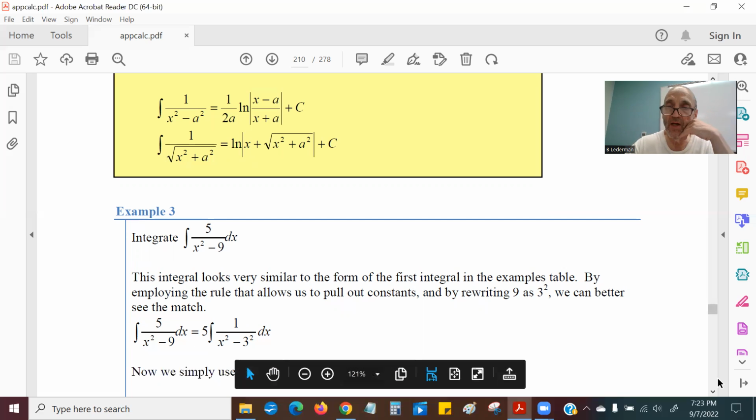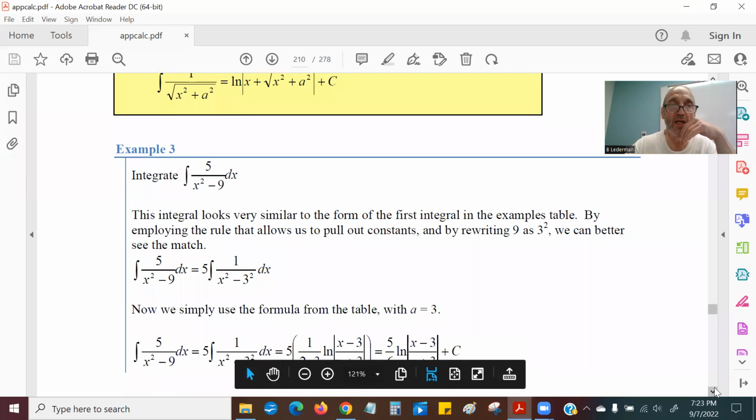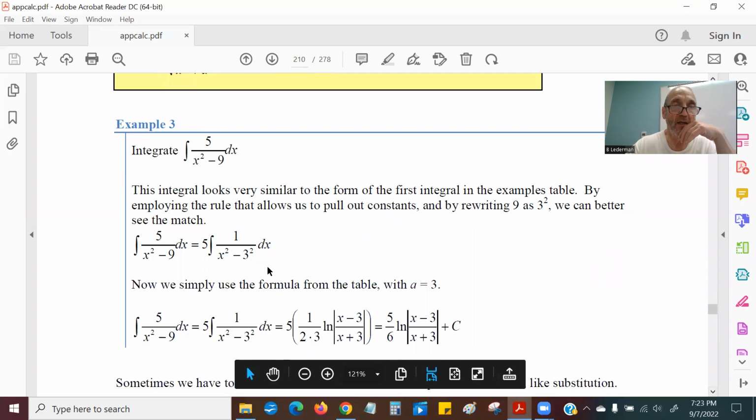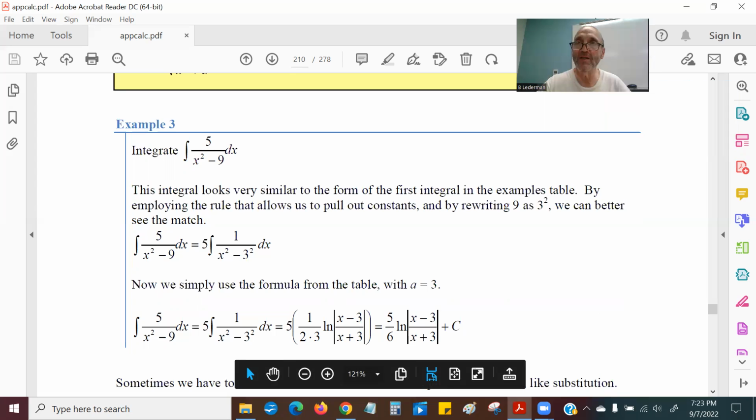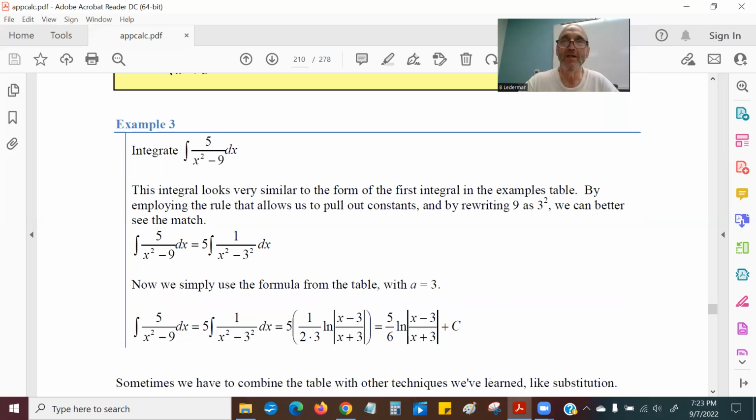So now I'm just going to use a equals 3, and I get 5 times, now originally it was 1 over 2a, now it's going to be 1 over 2 times 3, and the ln of x minus 3 over x plus 3. And just to simplify that a tiny bit, 2 times 3 is 6, so it's 5/6 the ln of x minus 3 over x plus 3 plus c. So I used the table. The table didn't give me the exact final answer, but it gave me very close to it, and I just had to tweak it a little bit.